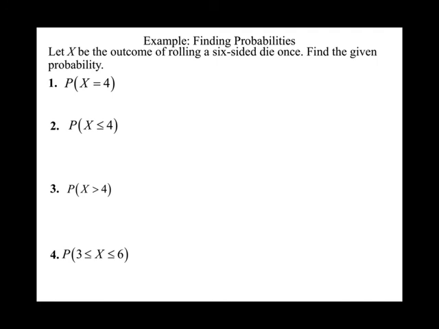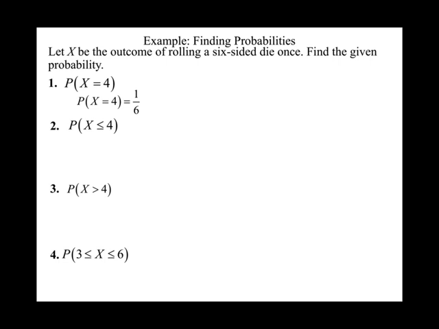Let X be the outcome of rolling a 6-sided die once. Find the given probability. Okay, so now we're going to roll the die once. Find the probability of X equal to 4. Again, the sample space to roll the die once, we could get 1, 2, 3, 4, 5, 6. And we only have one 4 here. So that will be 1 over 6.